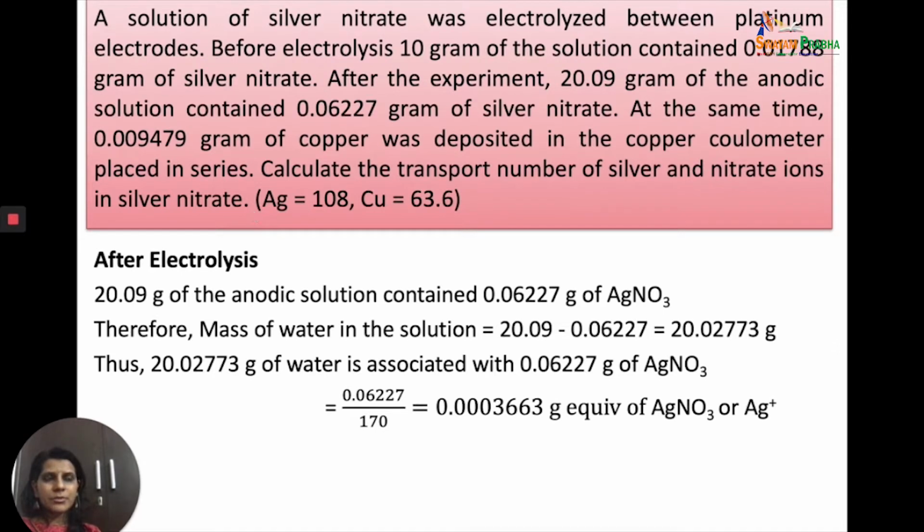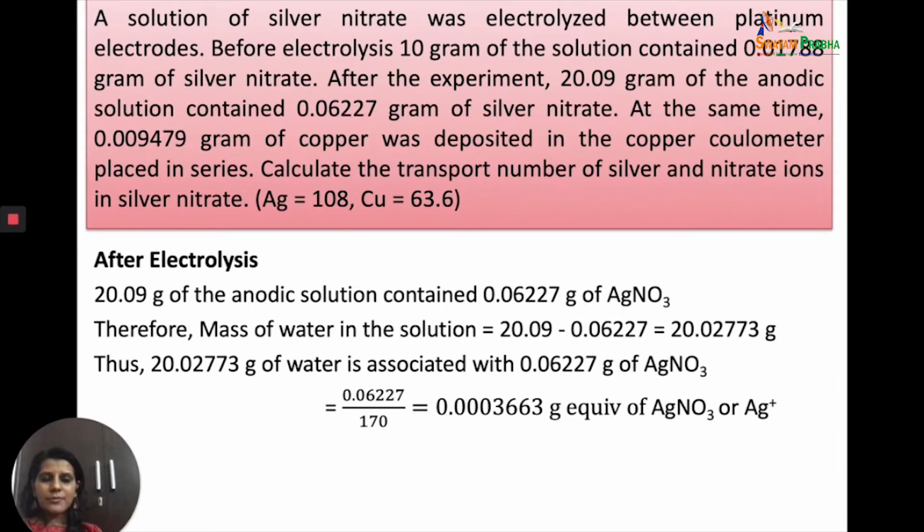Now, just to give you a revision of what Hittorf's method was, we first take solutions from the three tubes that we have, two vertical tubes and the one U tube. We take out the solution and analyze the solution before electrolysis. Then we analyze the solution after electrolysis. Because there are concentration changes taking place in the solution, the density changes and the volume changes. Therefore, all the measurements are done with respect to the mass of the solvent.